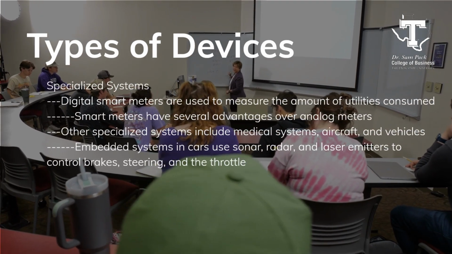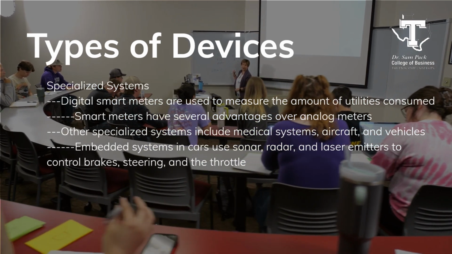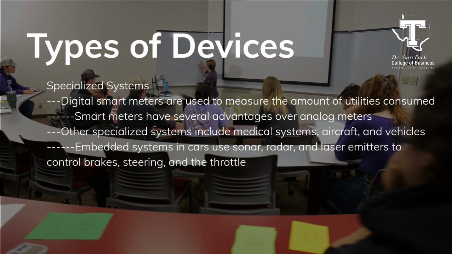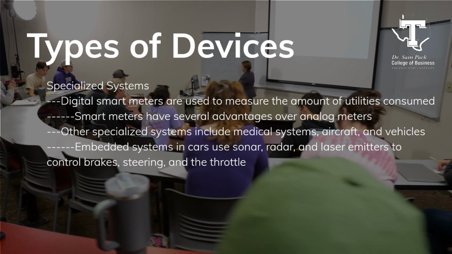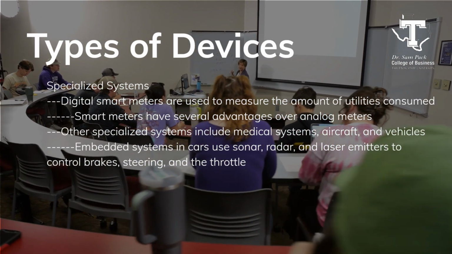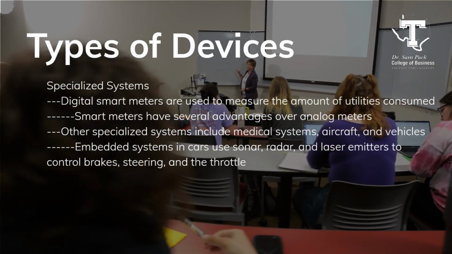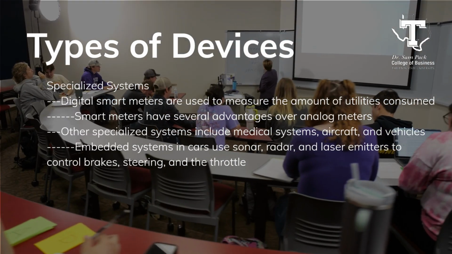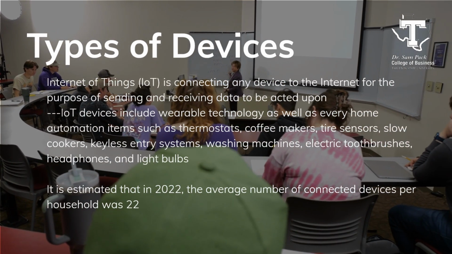Next, let's explore specialized systems. Digital smart meters, for example, measure how much water, gas, or electricity you use. Unlike old-fashioned meters, they offer more precise data and are easier to read. Other specialized systems include medical devices, aircraft, and vehicles. Cars nowadays are equipped with advanced embedded systems that use sonar, radar, and lasers to control things like brakes, steering, and acceleration.